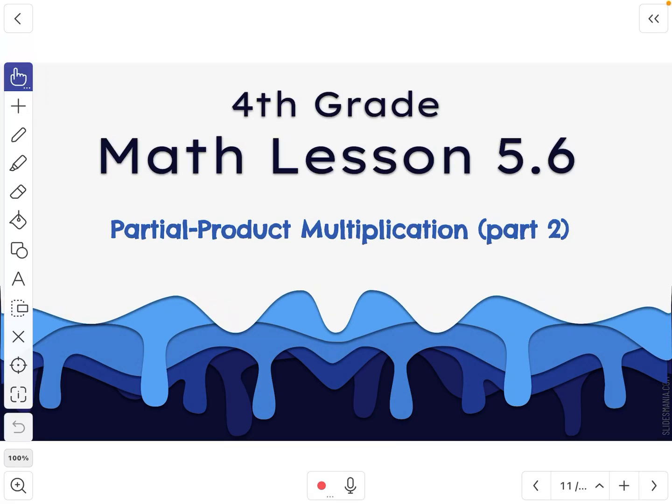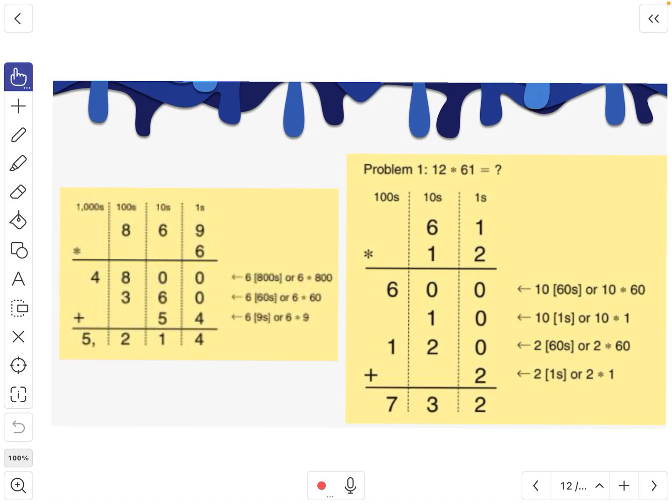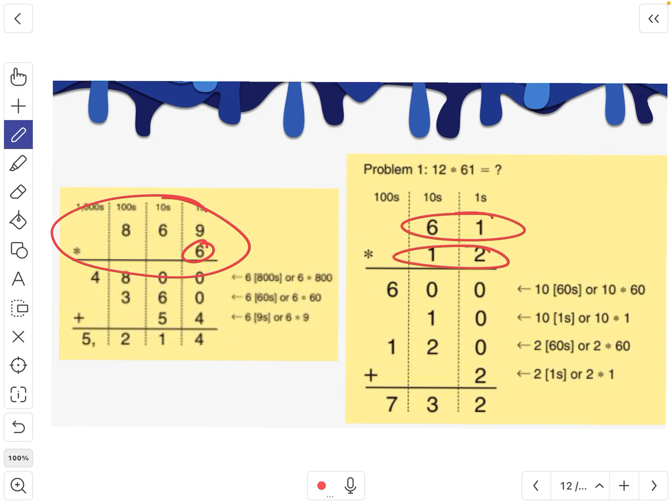Welcome back. Today we're going to continue with partial products multiplication, and we're going to add another digit. We're going to add a tens digit to our second factor. So last time we were working with numbers that looked like this, in the hundreds times a one place in the second factor. Now we're going to be working with factors that are both at least 2 digits large. So think about it as, in this case, 2 times 1 and 2 times 60, and 10 times 1 and 10 times 60. That's 10 60s, 10 1s, 2 60s, and 2 1s.